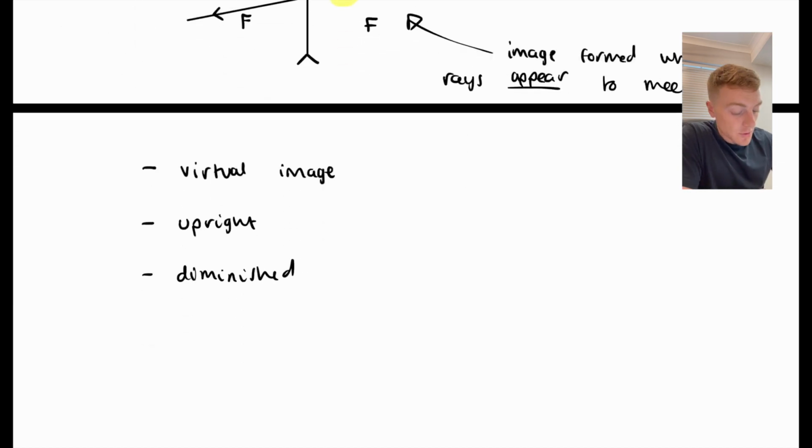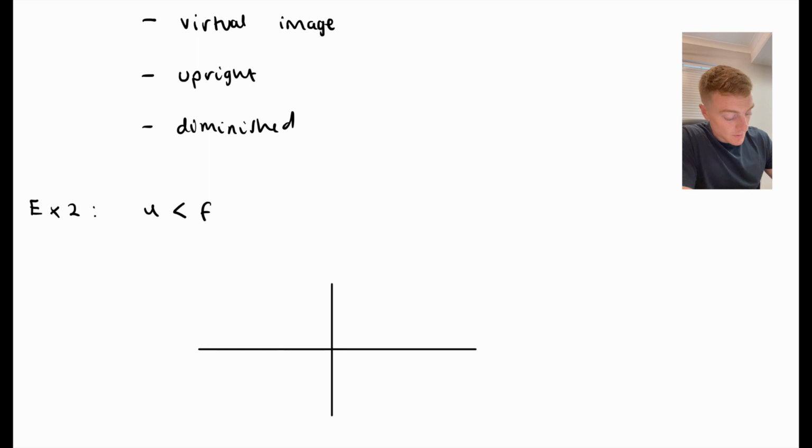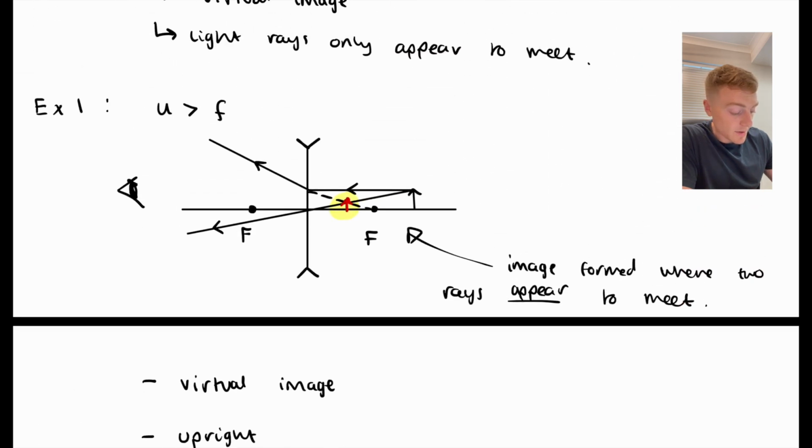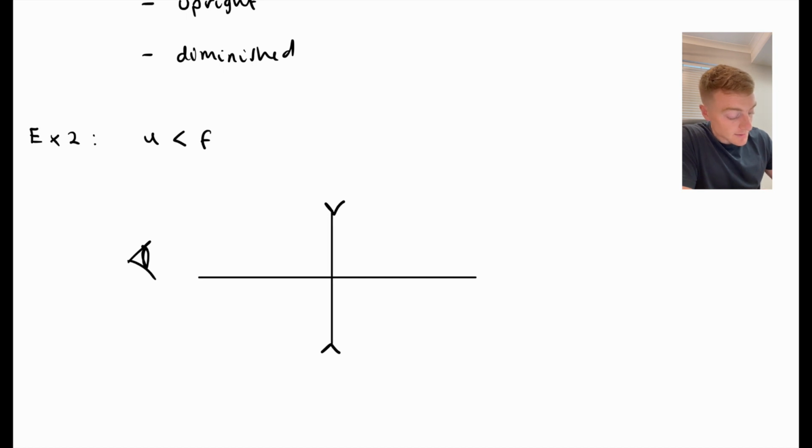Okay, so let's go on to example 2. And this is going to be when the object distance is less than the focal length. So again, let's draw my axis, draw my diverging lens. I'm going to place the observer over here this time. So all I'm doing is just switching which way round, replacing the observer from the last video. And we've got our focal point. So we want to place our object within one focal length. Okay, so we've placed it over there.